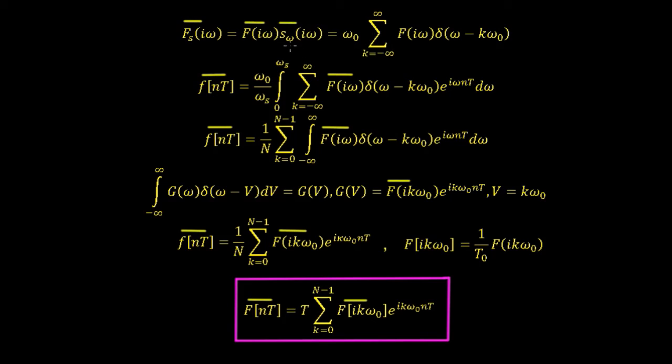We know that our S of omega is going to be given by the impulse train, and this is the impulse train here, is omega naught, sum from k equals minus infinity to infinity over delta omega minus k omega naught, and that's times our f of i omega. And again, we do the discrete time Fourier transform, and this is us performing the discrete time Fourier transform on that function.